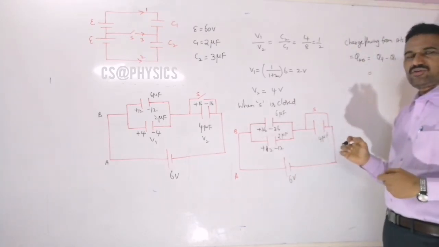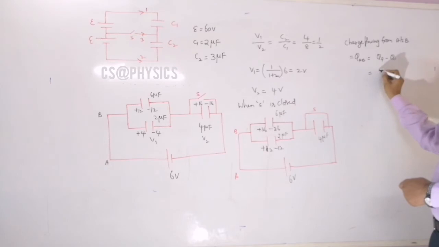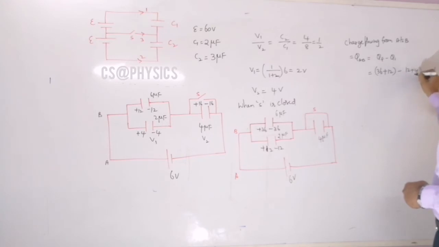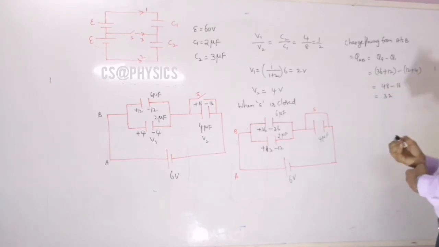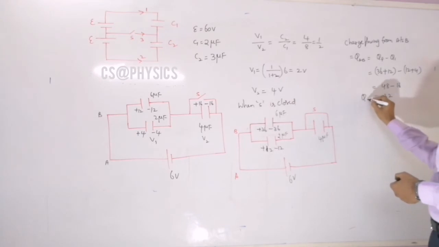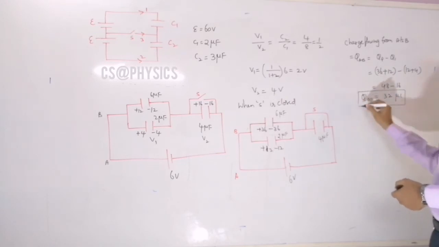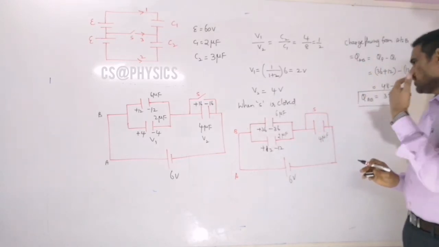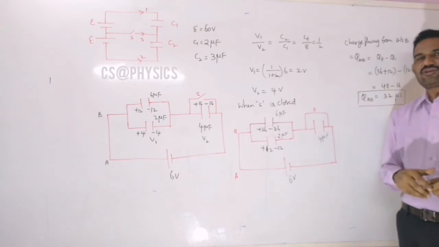And that means Q final minus Q initial means I am taking the charge taken from the battery, or flowing through the battery. So Q final is nothing but 36 plus 12, and minus this, 12 plus 4. So it is 48 minus 16, which is nothing but 32, right? So that is our Q_AB, 32 microcoulombs. So that means from A to B, 32 microcoulombs of charge is flowing here. 32 microcoulombs of positive charges flowing from A to B.